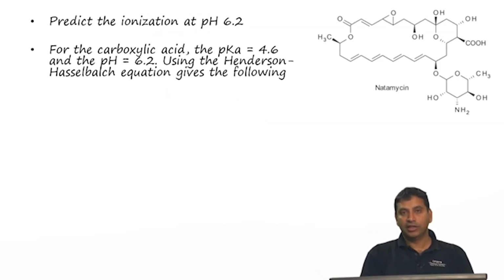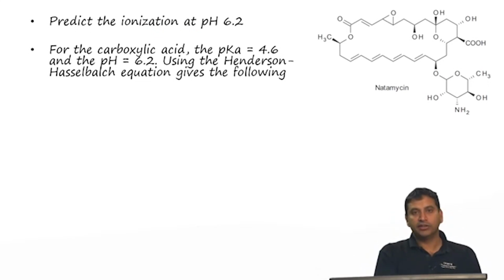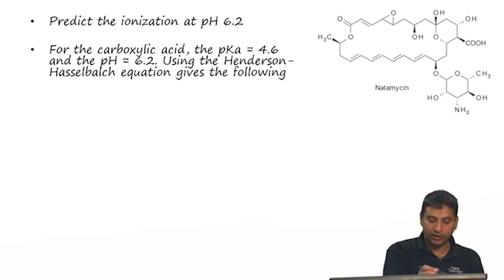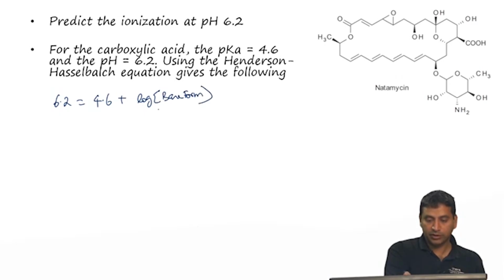Okay. So, the next question is, predict the ionization at pH 6.2. For the carboxylic acid, we will use the pKa of 4.6, and the pH is 6.2. So, we use the Henderson-Hasselbalch equation. 6.2 equals 4.6 plus log of the base form divided by the acid form.